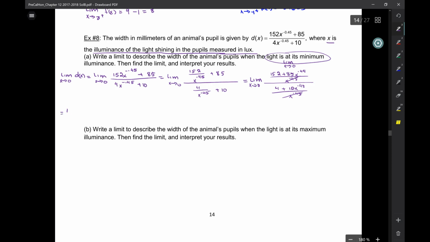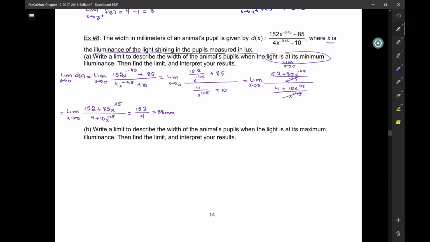So now what I have is the limit as x approaches 0 of 152 plus 85 x to the 0.45 over 4 plus 10 x to the 0.45. Now, when I plug 0 in here into the x's, right, what do I get? 152 over 4, which is about 38 millimeters.